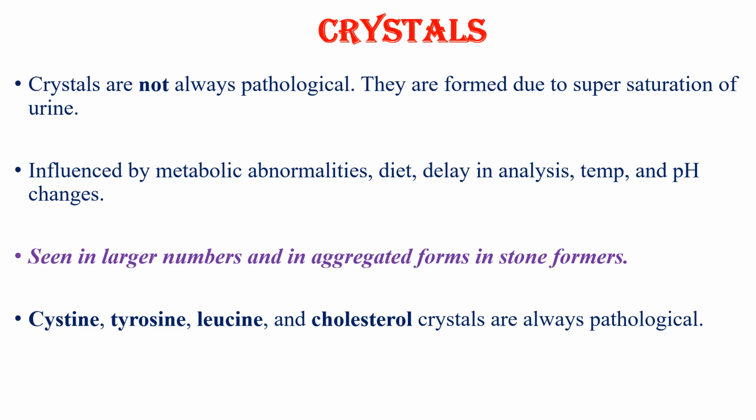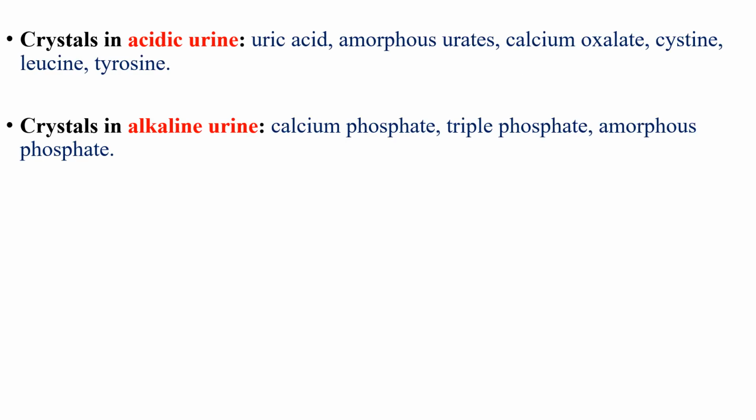The next is crystals. Crystals are not always pathological. They are formed due to supersaturation of urine. This is influenced by metabolic abnormalities, diet, delay in analysis, temperature, and pH changes. Crystals are seen in large numbers and in aggregate form in stone formation. Cystine, tyrosine, leucine, and cholesterol crystals are always pathological. Crystals in acidic urine can be due to uric acid, amorphous urates, calcium oxalates, cystine, leucine, and tyrosine. Crystals in alkaline urine can be from calcium phosphate, triple phosphate, and amorphous phosphate.